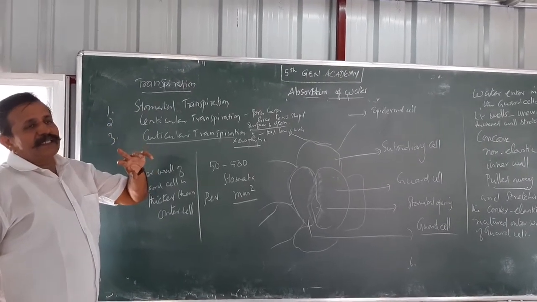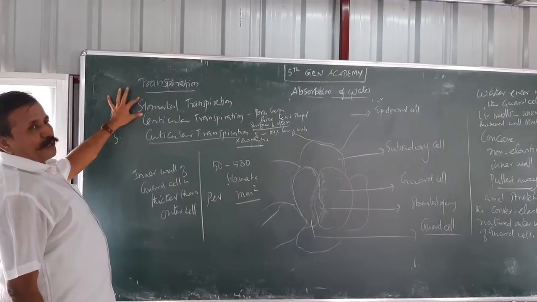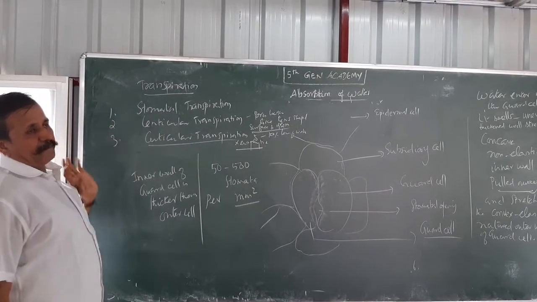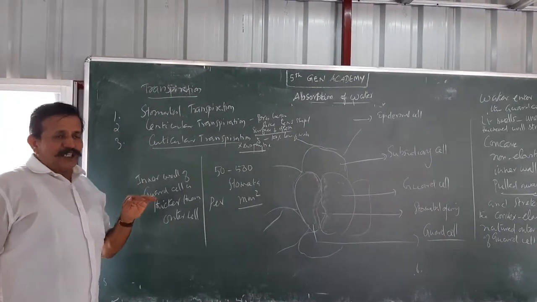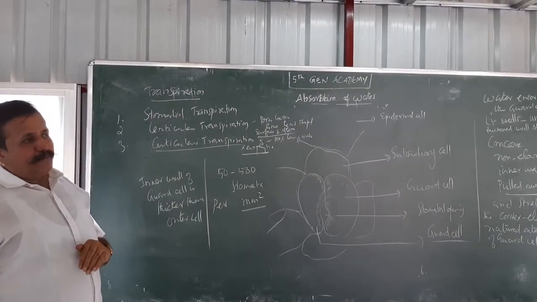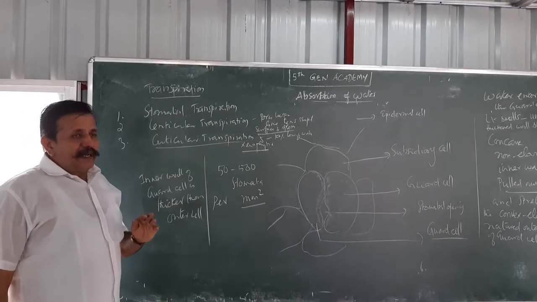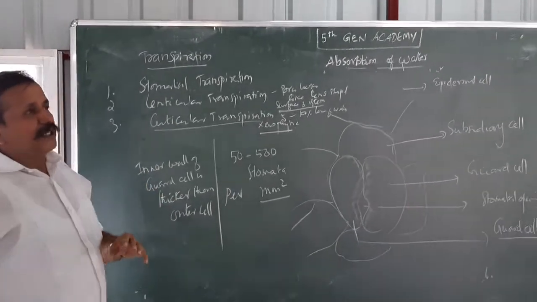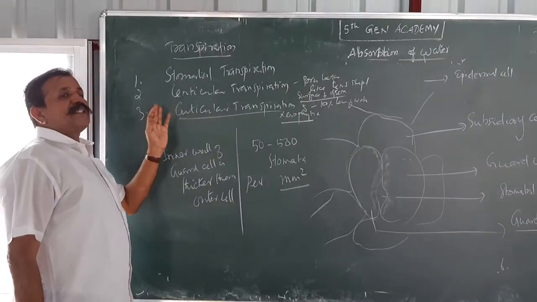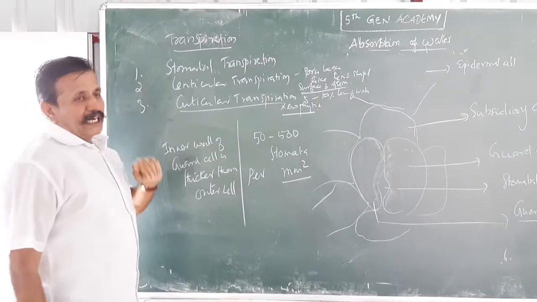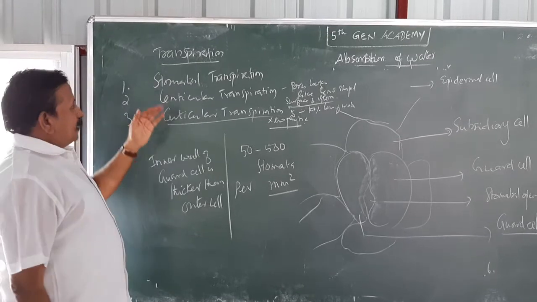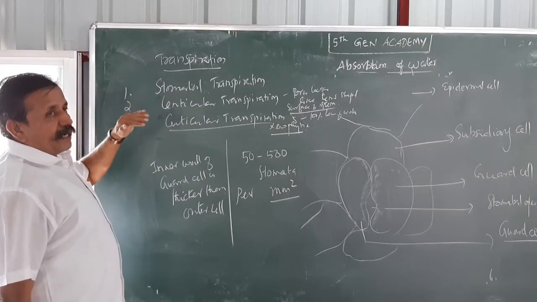Transpiration has three important types: stomatal transpiration, lenticular transpiration, and cuticular transpiration. Transpiration is a process by which the excess water is exuded from the surface of the plant body. So what is stomatal transpiration? We will see it later in detail.